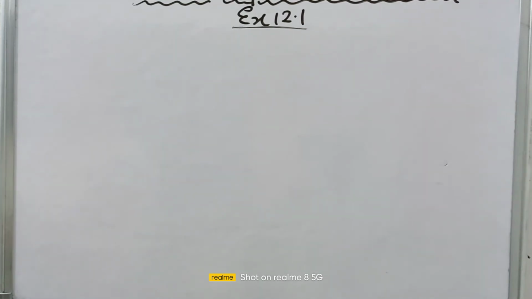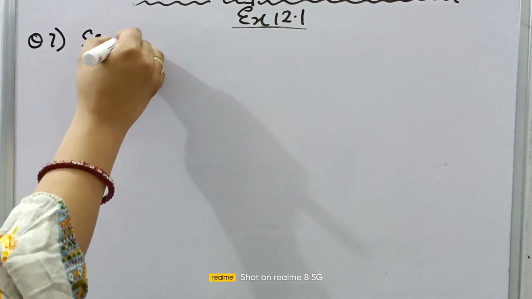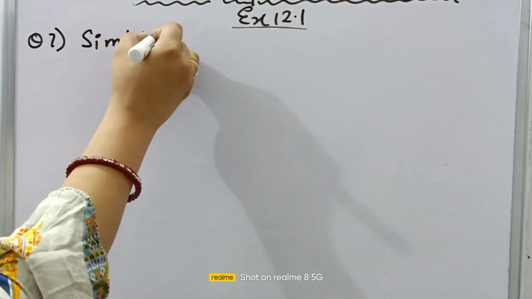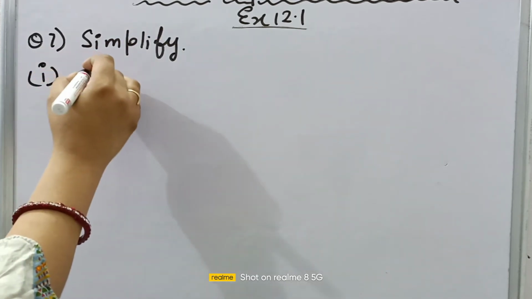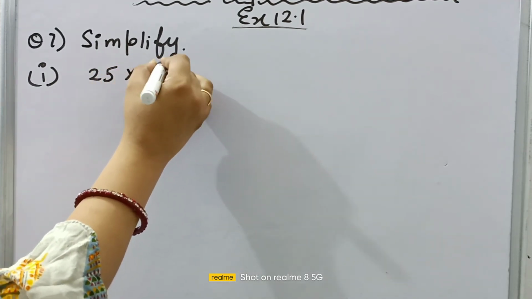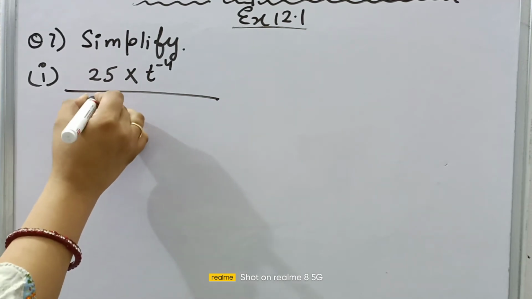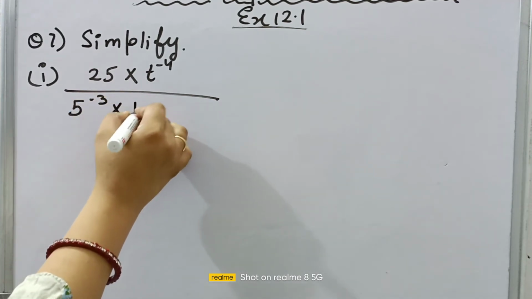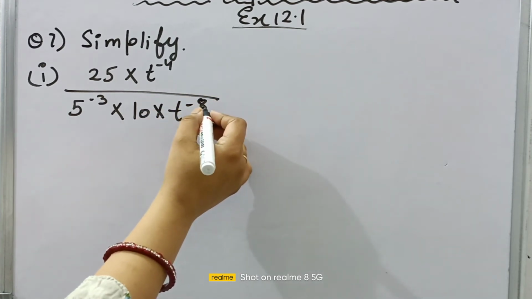Come to the last question of this exercise. This is simplify. Again there are two parts. One I am solving for you and another you will try yourself. First is given as 25 multiplied by t raised to the power minus 4 whole upon 5 raised to the power minus 3 multiply 10 multiply t raised to the power minus 8.